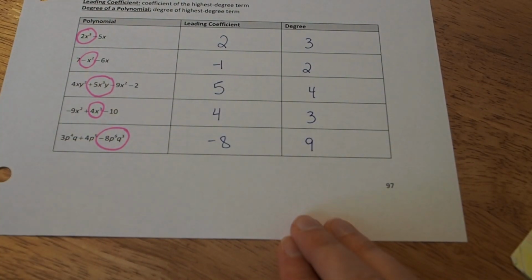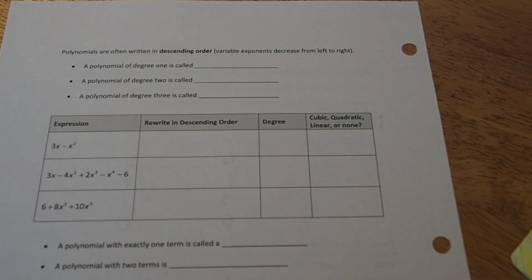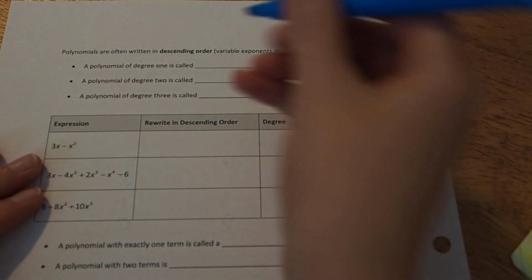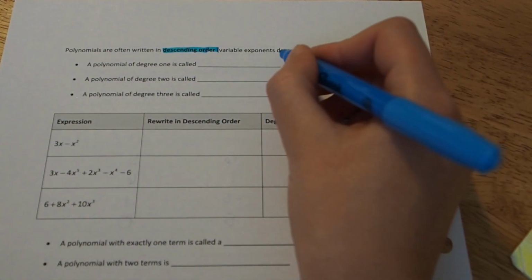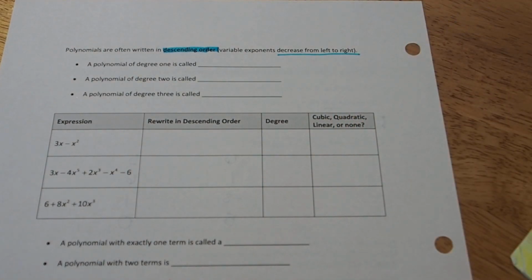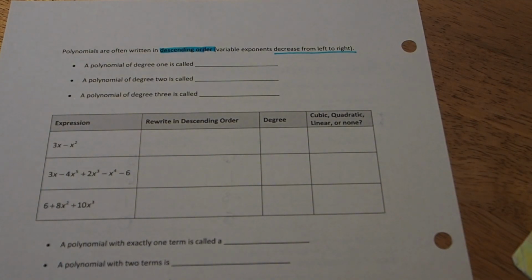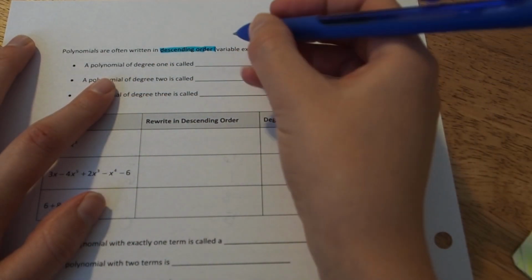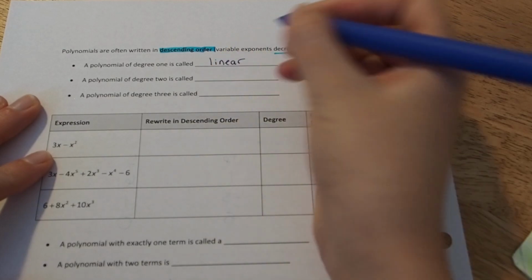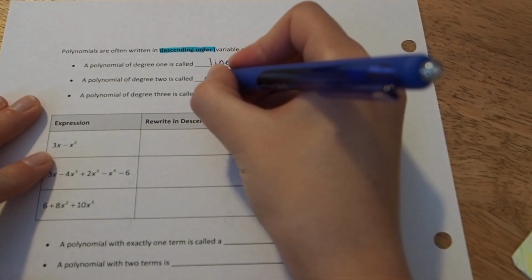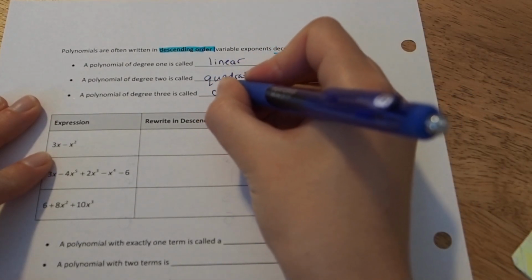So we're going to flip our page, and on the back side, we're going to make a note that we would prefer to write polynomials in descending order. And descending order is going to have the leading term first in the polynomial, and then the exponents are going to decrease from left to right. That makes sense with the term leading. That term should be in first position. A few definitions here. A polynomial of degree 1, if it only has highest power 1, is called linear. If it has highest degree 2, it's called quadratic. And highest degree 3 is cubic.